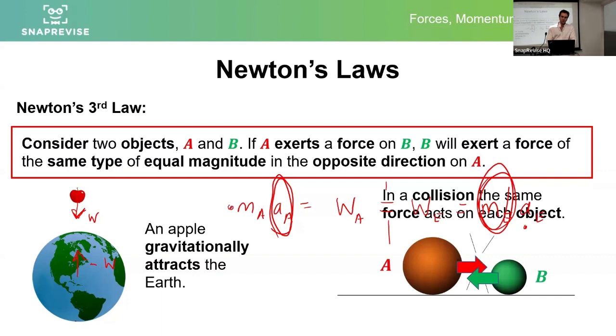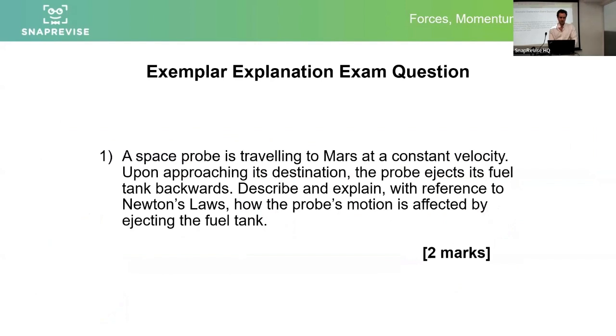Another good example, collisions. We'll talk about those later in this session. In a collision, the same force acts on each object, even if object A looks more massive than B. The same force will act on both of them. It's just that because they've got different masses, it'll change their accelerations inverse to their masses. Object B has smaller mass, so it's going to have a bigger acceleration going away from the collision generally. Okie dokie. Hopefully that's not too confusing. Hopefully that's all clear. Let's do a little exam question then.